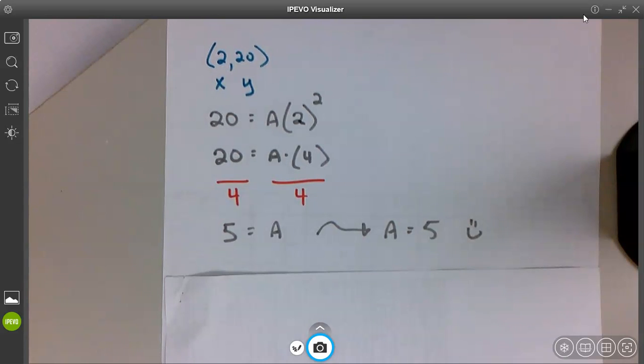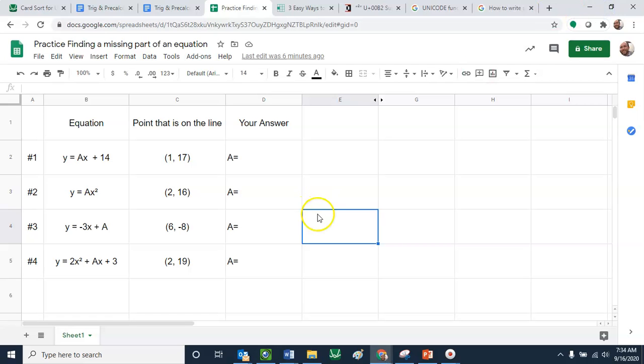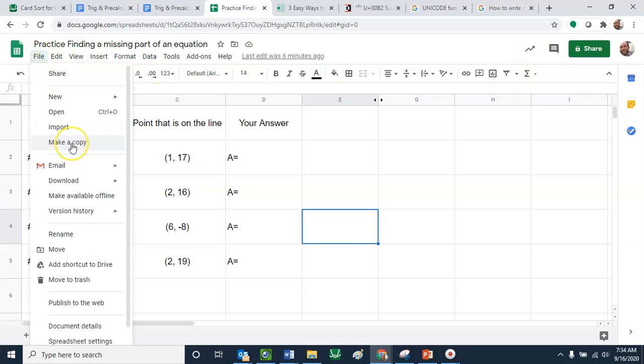I'm also going to share this spreadsheet I made with you guys. Let's go ahead and look at it right now. It's called Practice Finding a Missing Part of an Equation. That's exactly what we've been doing. Here are the 3 problems that you're responsible for: number 1, 2, 3. Here's the equation. Here's the point that it goes through. You should do it on your own paper, and then write your answer right here. When you are done, you can make a copy and share it with me. So you'll come up here and make a copy.